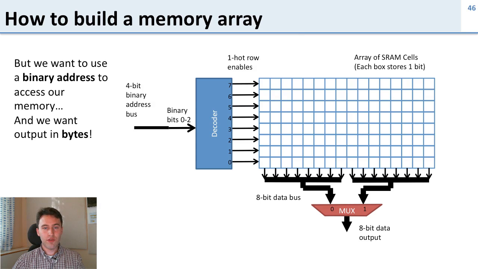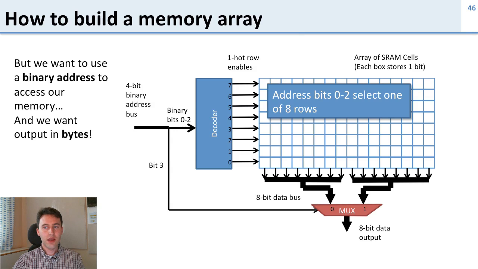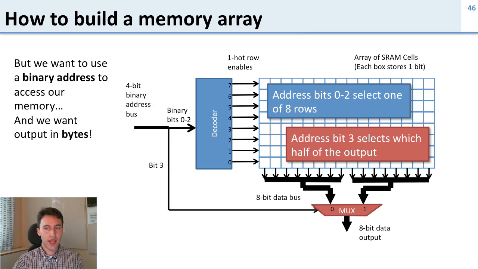Well, we send some of our bits of our address to the decoder, 3 bits in this case because we have 8 possible rows, and we use 1 bit to go to the mux. So now our address is split between the decoder and the mux. Bits 0 through 2 of our address are going to choose one of the rows in the decoder, and bit 3 is going to select which half of the output we get.